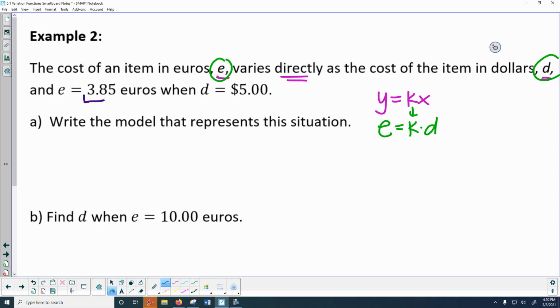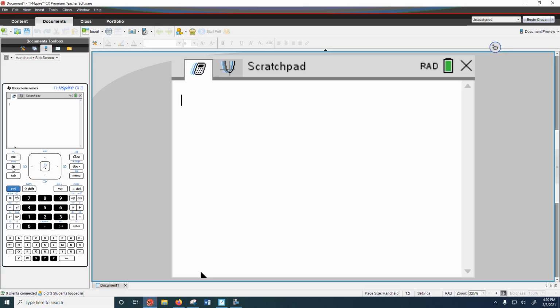So we're going to say, okay, my euro value, my E value is 3.85, and that happened when the value for dollars was 5.00. You really could just write 5 in there if you wanted. And that will help us solve for k. Well, it's k times that number, so we'll divide both sides by 5. And I'm going to go grab my calculator to see what k is equal to. So on my calculator, we'll take the calculator page. I'll just pull up my scratch pad. 3.85 divided by 5.00. Again, that 5.00 is kind of redundant. But we get that a k value here is 0.77.